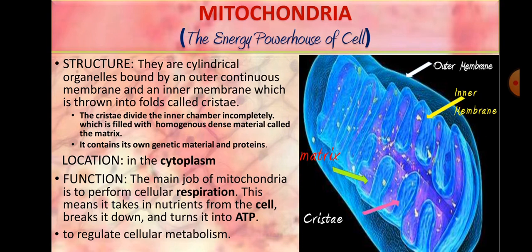Now, the main function of the mitochondria is to perform cellular respiration. We have studied two types of respiration before. Cellular respiration happens inside the mitochondria. To be very precise, aerobic respiration, or parts of aerobic respiration, happen inside the mitochondria. This means it takes in nutrients from the cell, breaks them down in the presence of oxygen, and turns them into the energy currency of the cell, which is called ATP, adenosine triphosphate.